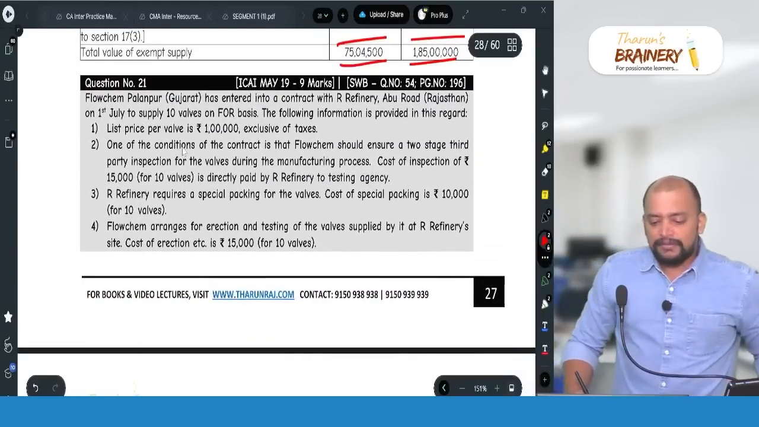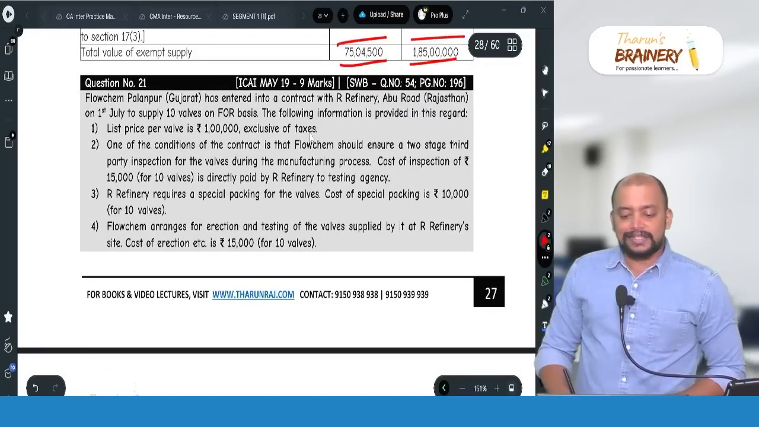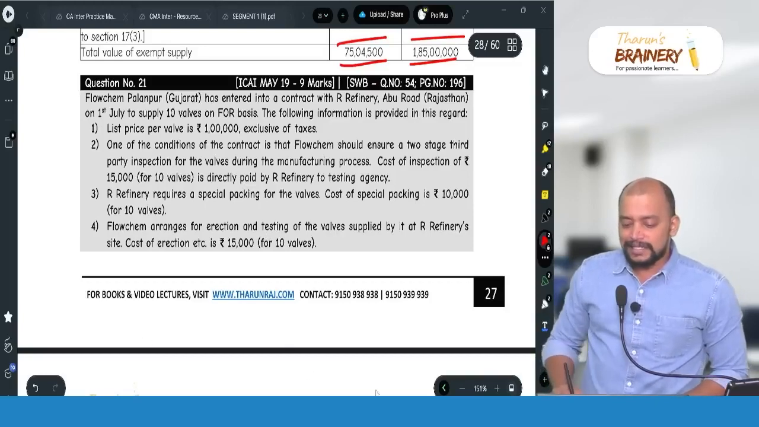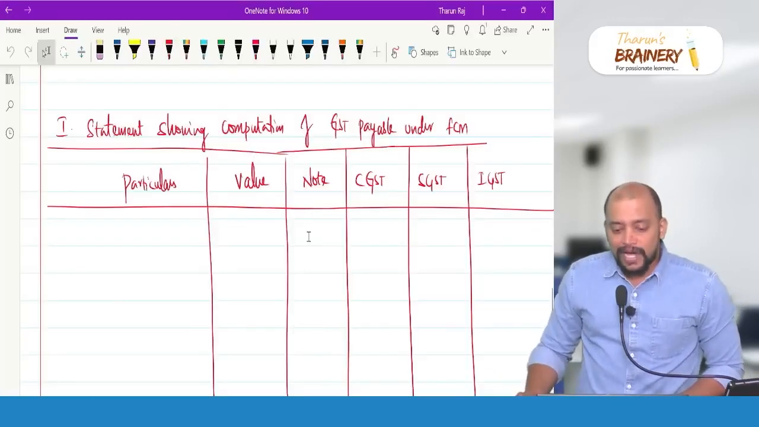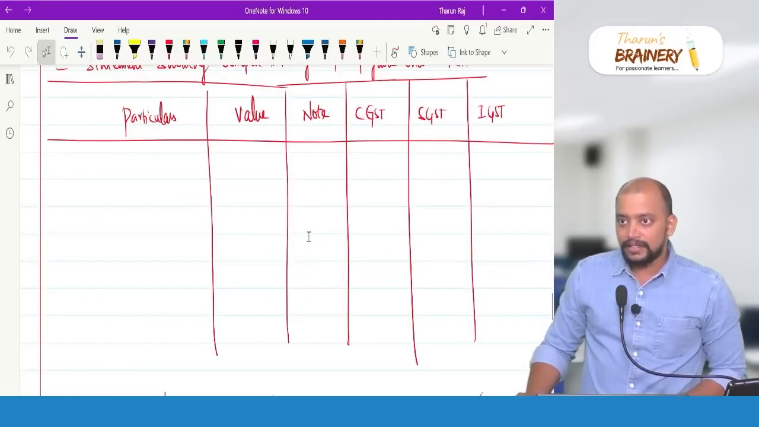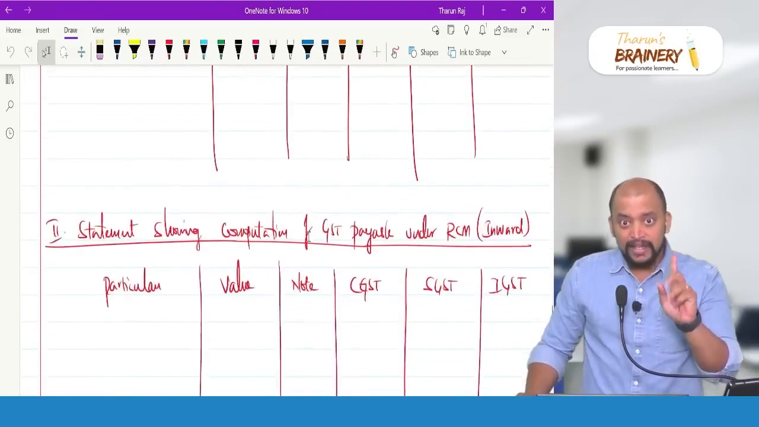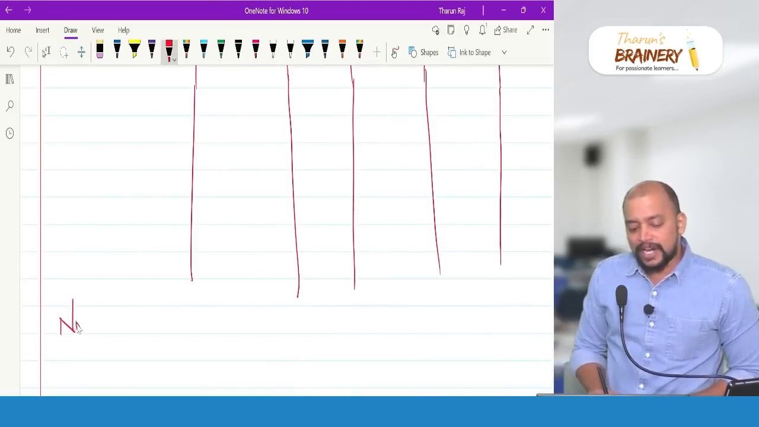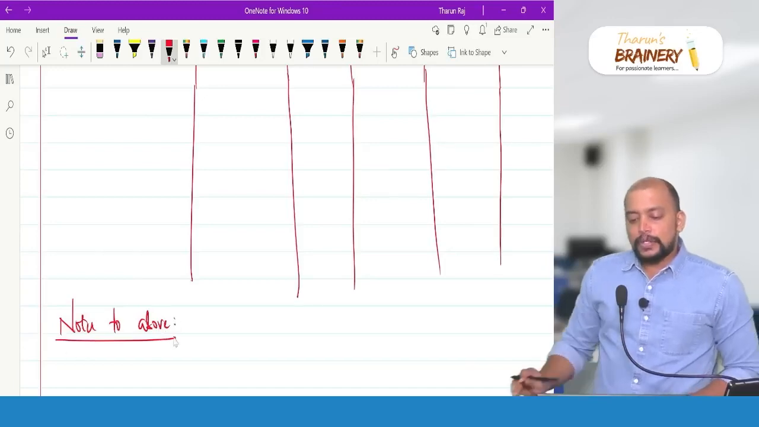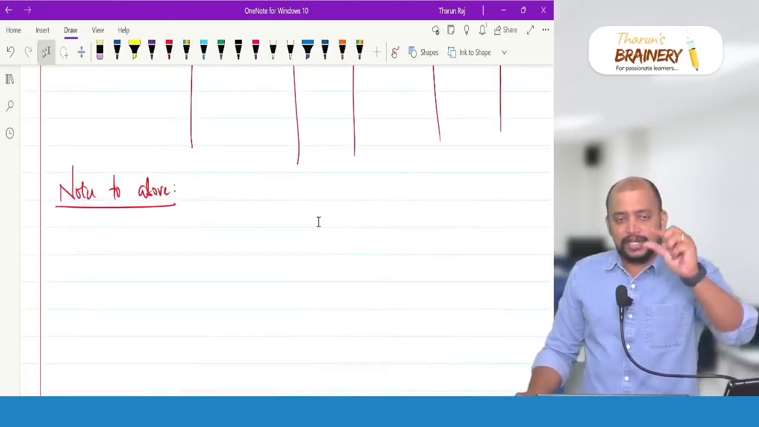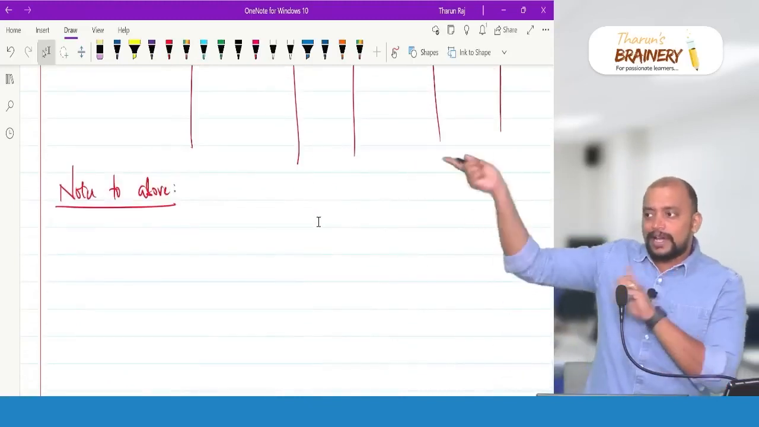Now, the first transaction: list price of the valve is 1 lakh exclusive of taxes. Do not require this statement and all, not for this question. I said that for question number 1, which involves 14 marks, the next thing you will write is notes to the above. You can update the note numbers accordingly. You read a transaction, put it there, go to that note and write it.